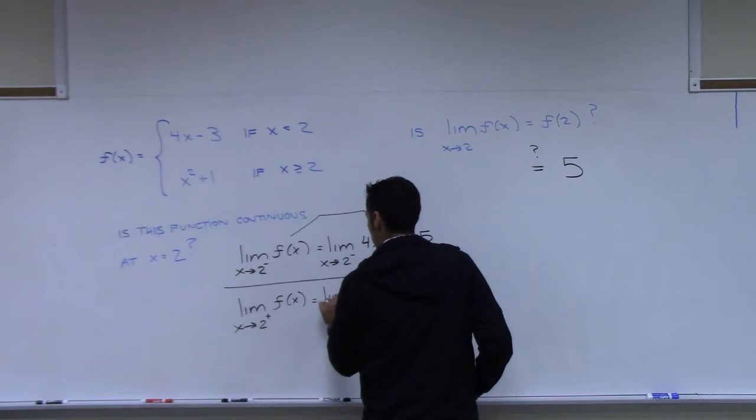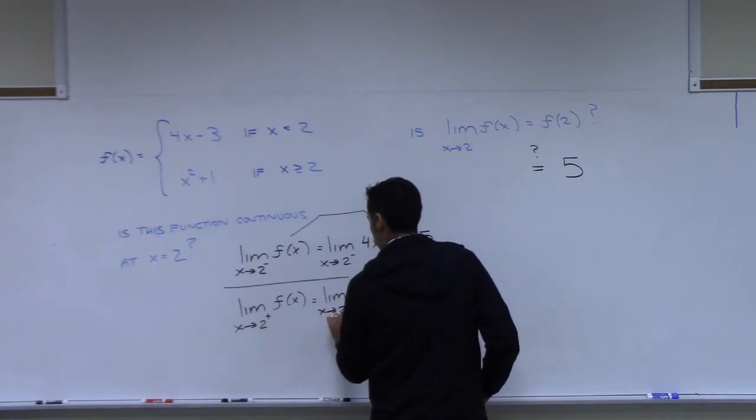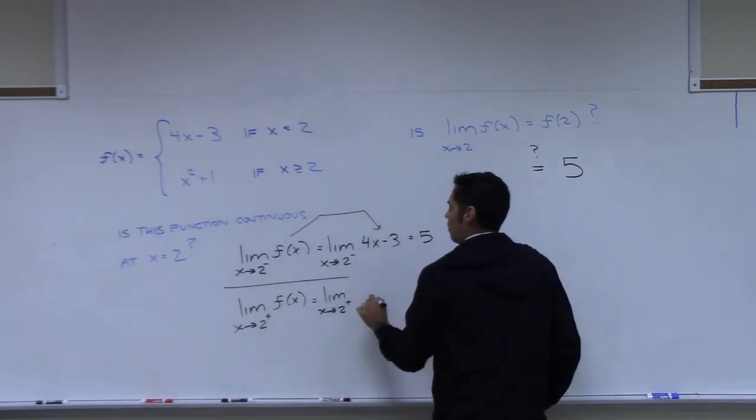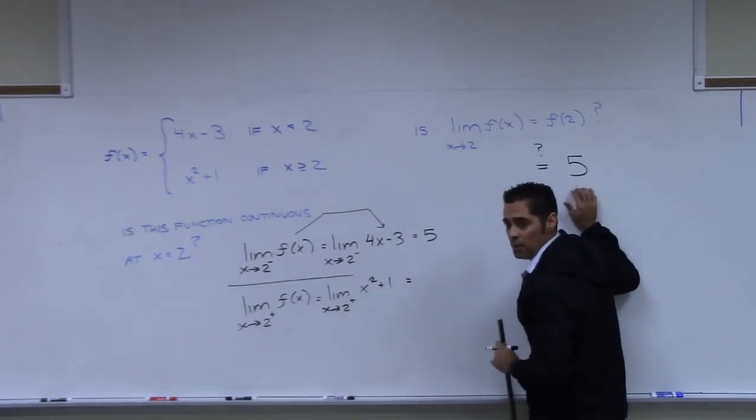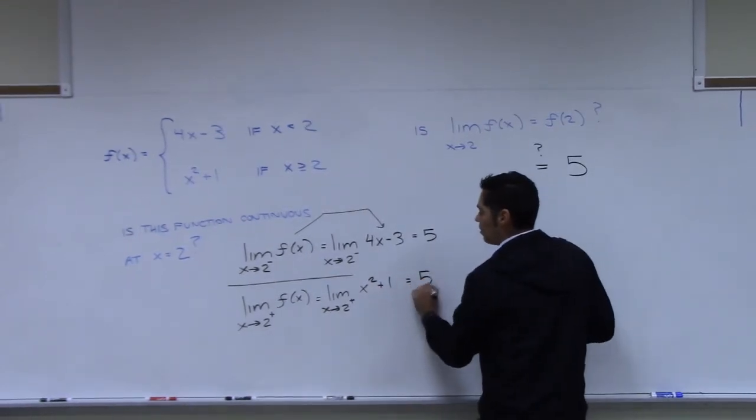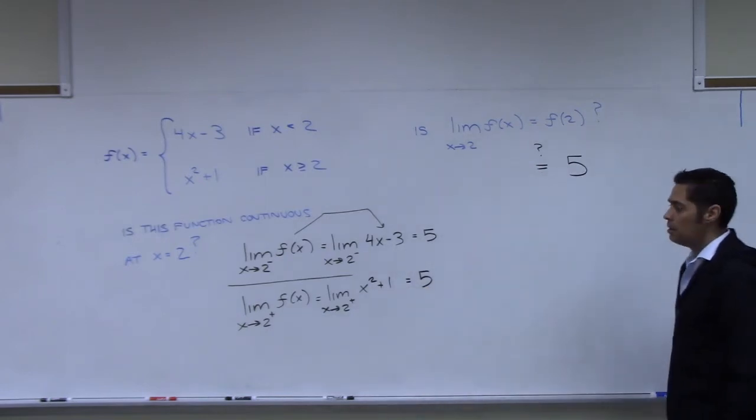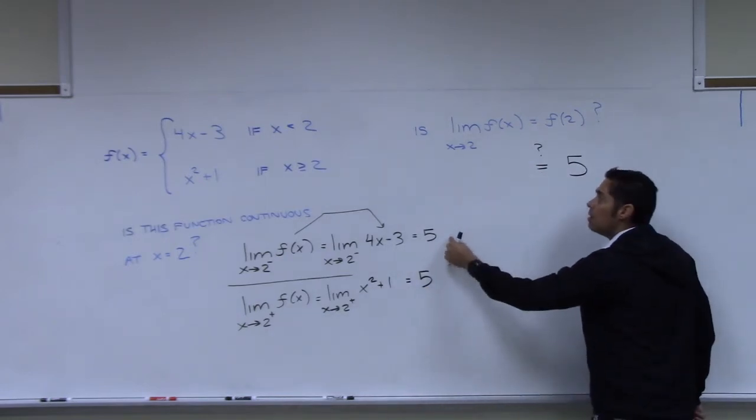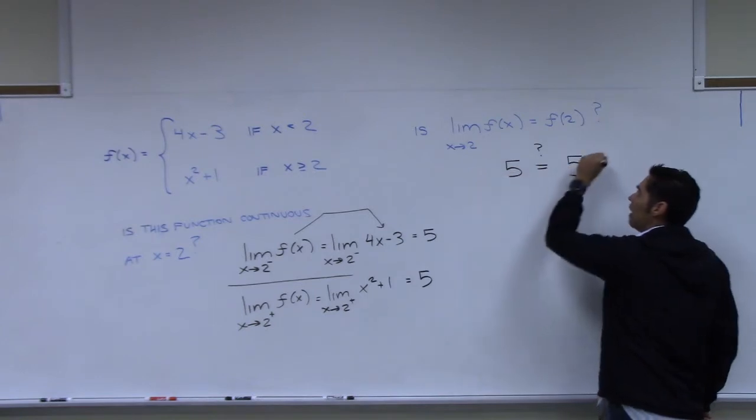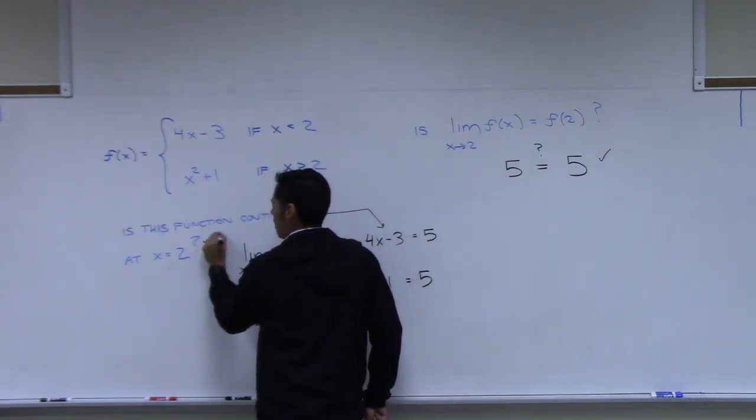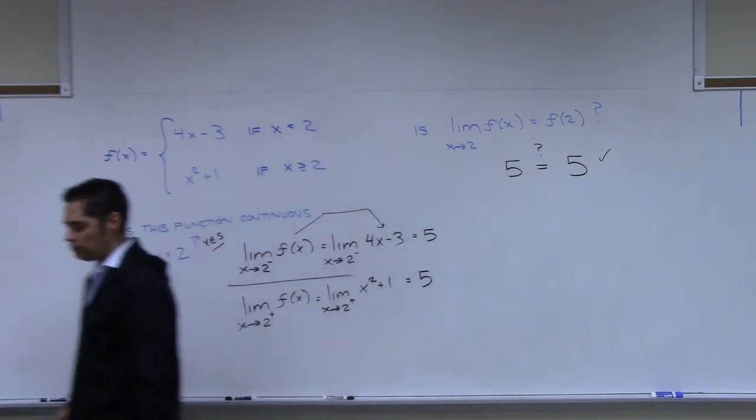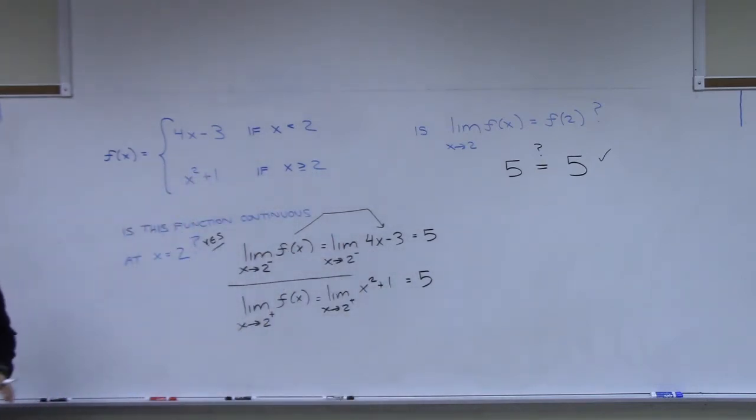So when I do limit from the right, I'm going to use the other piece, right? Which was the x squared plus 1. And we already did that. Like, that's kind of what we did over here. We just plugged in 2. So that's going to be 5 also. These two match. And so that's 5. And that checks. Is this continuous at 2? Yes. Questions?